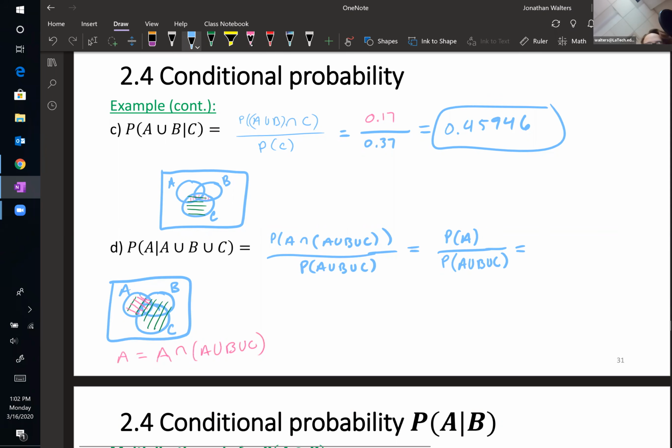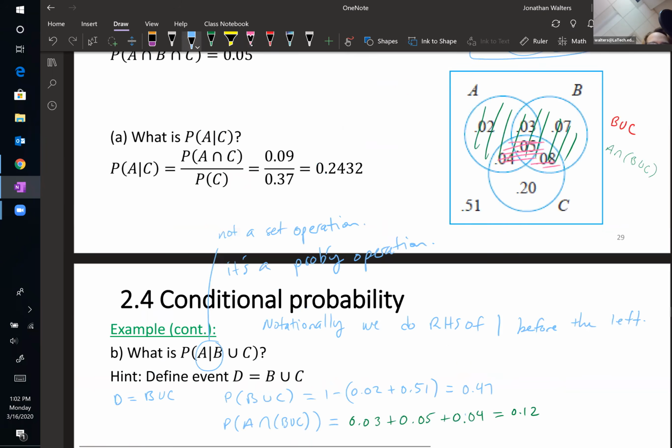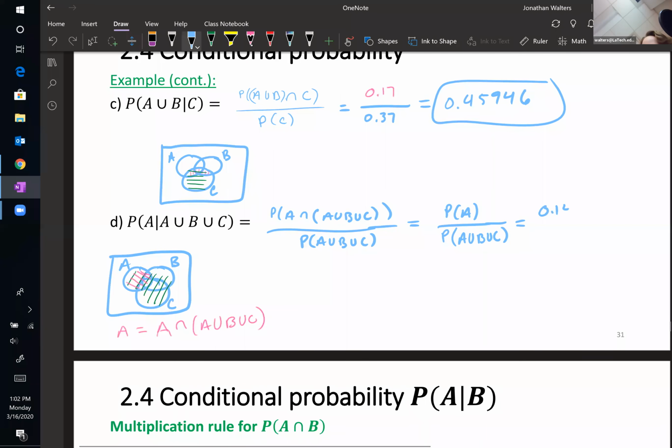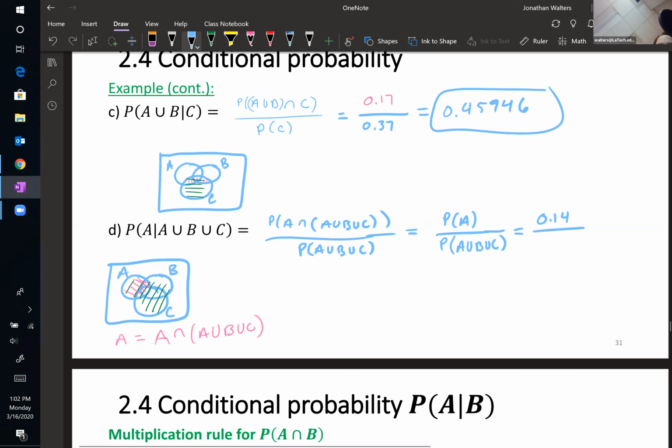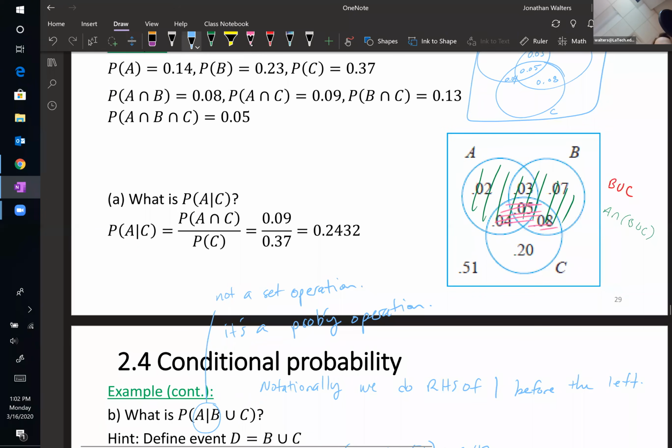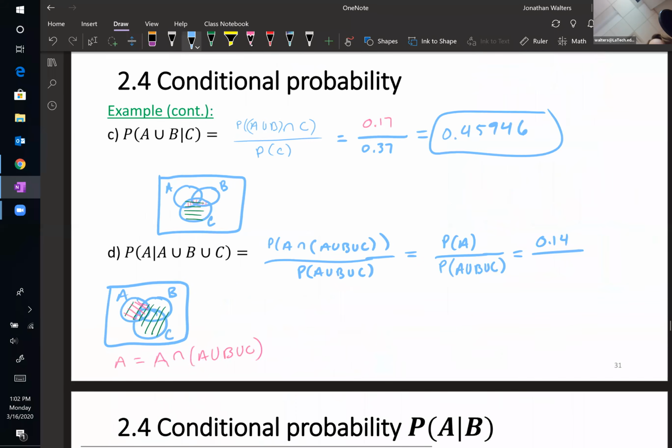Again, the probability of A was given in the problem, which is 0.14. The probability of A union B union C is everything that's inside, so basically 1 minus this number right here. So 1 minus 0.51 is 0.49. So 0.14 divided by 0.49 is 0.286, we'll say.